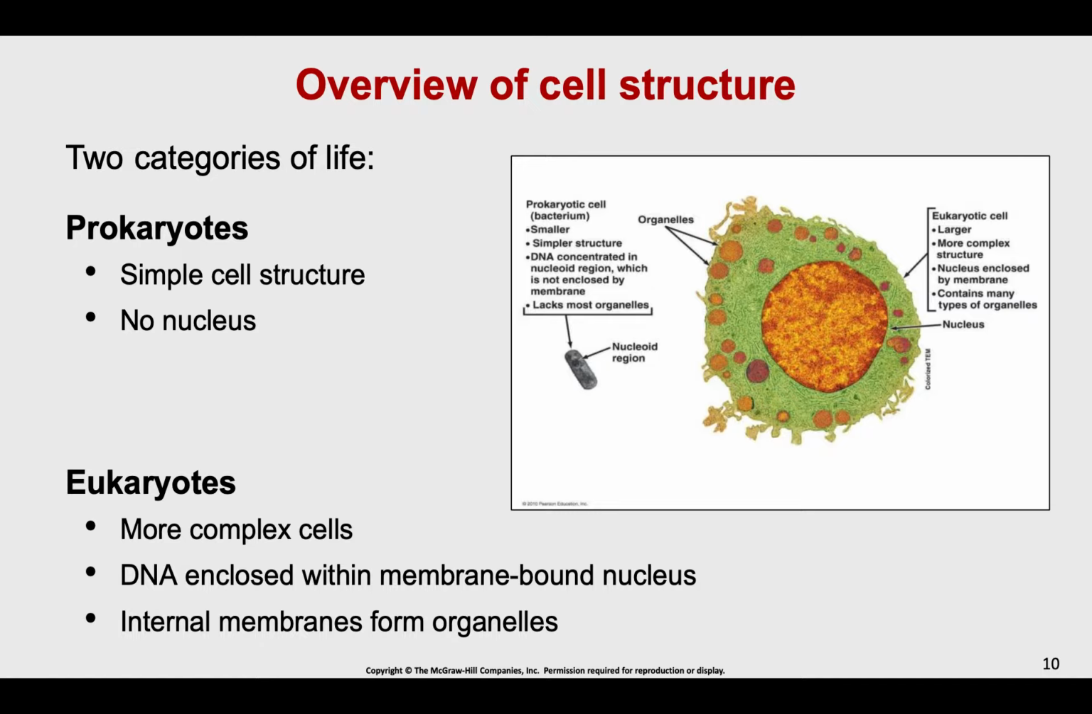Now this is in direct contrast to a eukaryote. Eukaryotes are going to have way more complex cells. They're going to have a lot of organelles. They're going to have DNA enclosed within a membrane-bound nucleus, not just free-floating. Many, many different types of organelles. Anything else I wanted to say about that? We'll talk about organelles a little bit more specifically next week, but they're just membrane-bound structures that have very specific functions and structures to them.